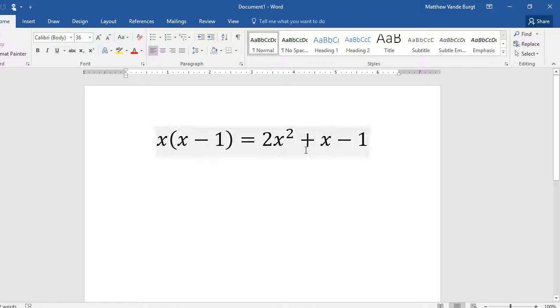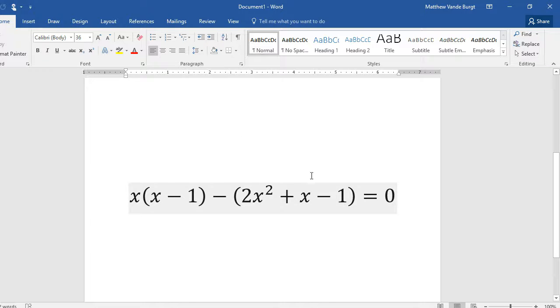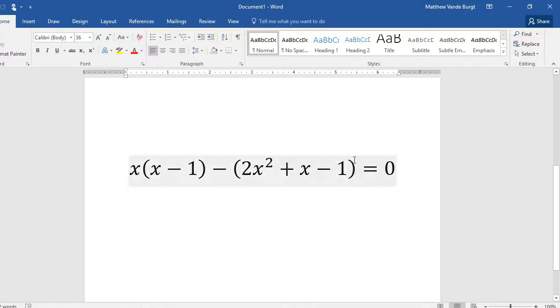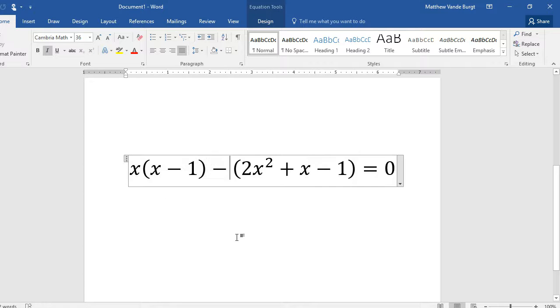What I'm going to do is take this side of the equation here and subtract it off to the other side like this. So I put this in parentheses and then subtracted it to the other side. Now it's all equal to 0, and what I can do now is graph this equation right here and set that equal to y. So I'm going to type that into the graphing calculator.